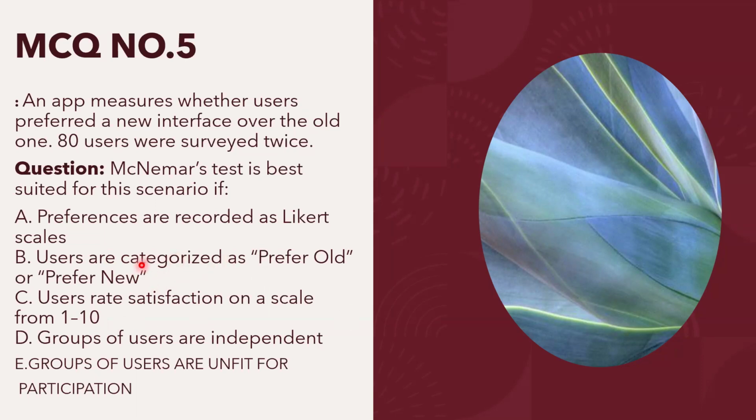Here, as we know, in the McNemar test we have to categorize something as before or after intervention. So scales or independent, or these matched pairs with the bias, are preferred here. So B is the correct answer.